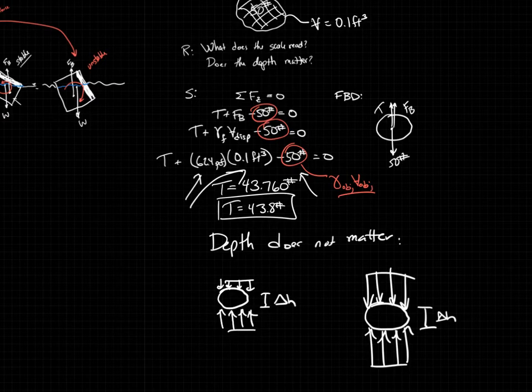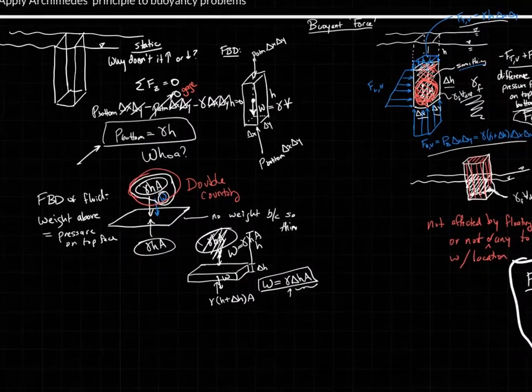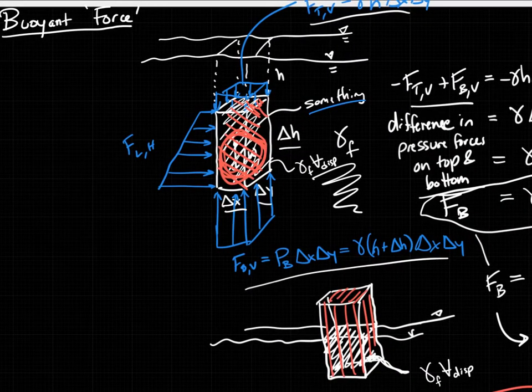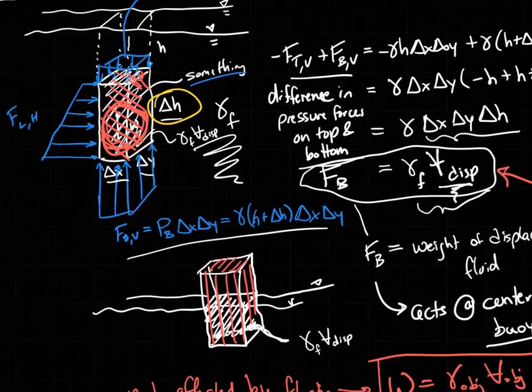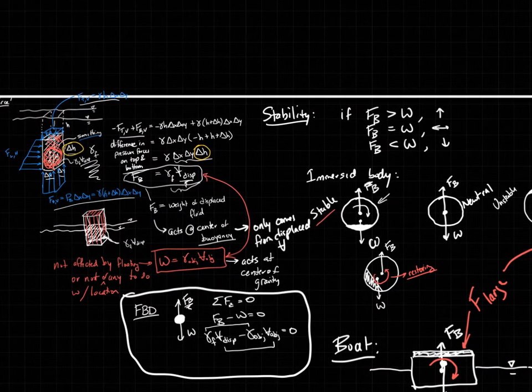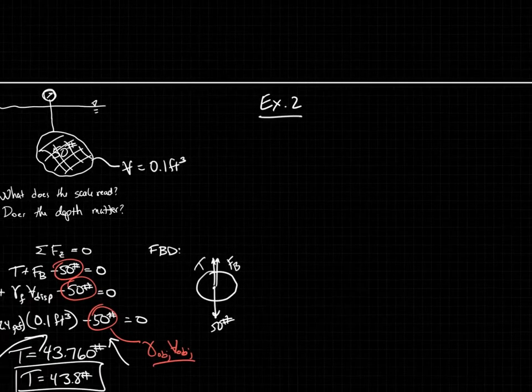You can go back to our initial derivation where we did that, and you'll see that the key thing is right here: delta H was all that mattered. When we got to the end over here, it was delta H. So it has nothing to do with the depth, it only has to do with the difference between the top and the bottom. By the way, bear with me, this is difficult stuff, so let's not underestimate what we're looking at here. All right, example 2.